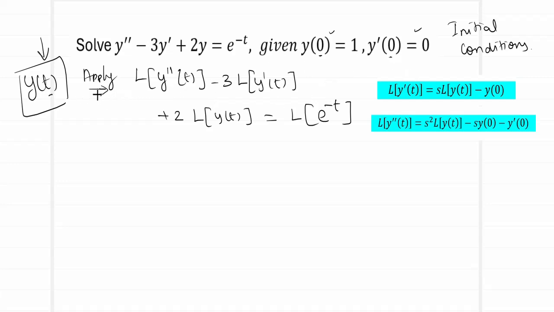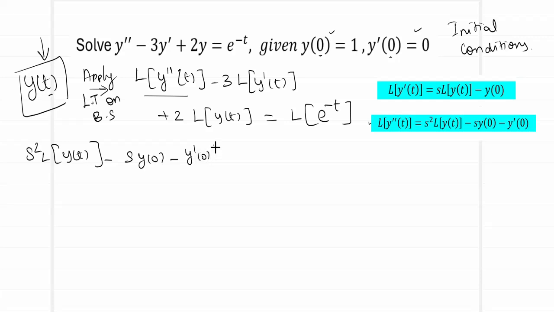Now as such, what we have done? We have applied Laplace transforms on both sides of my differential equation. So this is what I get. Now I can resubstitute for this Laplace of y double dash of t from over here, which gives me s square Laplace of y of t minus s y of 0 minus y dash of 0. So I have replaced my Laplace of y double dash of t with this formula.